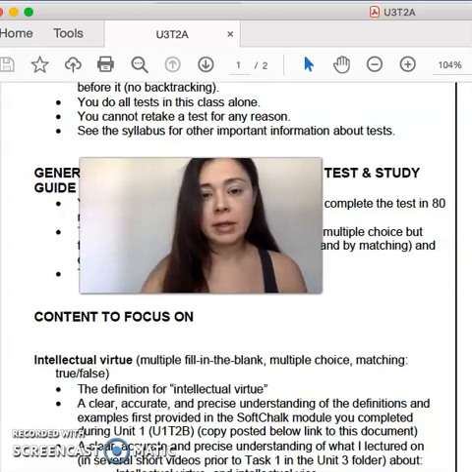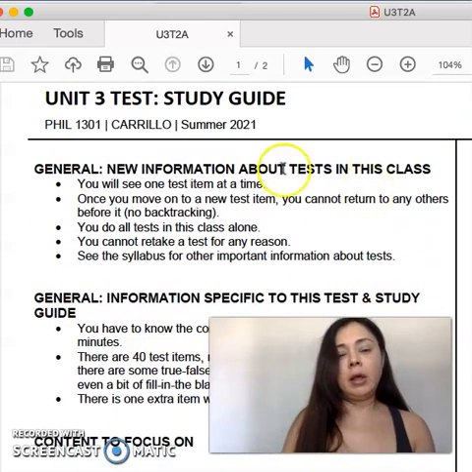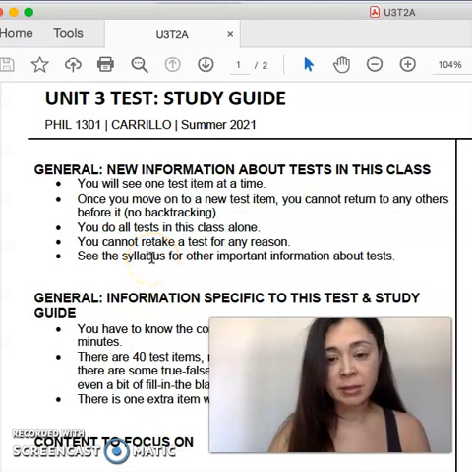Okay, guys, let's go ahead and go over the Unit 3 test study guide. By now, you should have read this. Remember, there's more information in the syllabus about each test.